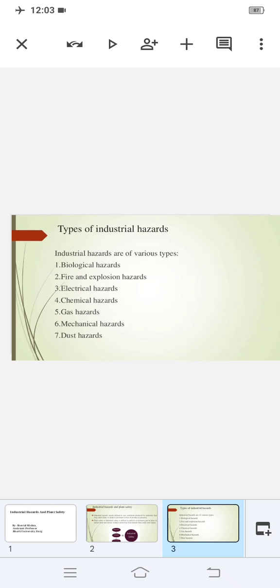What can be the types of industrial hazards? You can see that it's written over here that they are of various types, like biological hazards, fire and explosion hazards, electrical hazards, chemical hazards, gas hazards, mechanical hazards, dust hazards. These are all various types of industrial hazards. Okay, so we will study in detail each and every aspect that is mentioned over there.